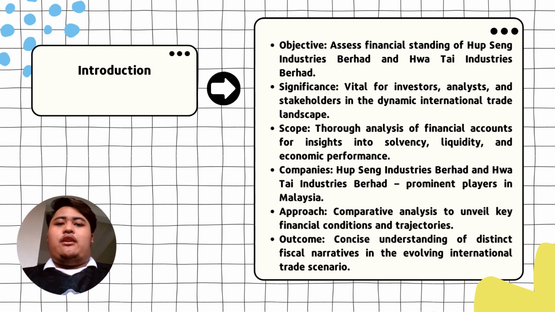I will explain about the introduction part. In the dynamic realm of international trade, assessing a company's financial standing is vital. The project analyzed the financial accounts of Hup Seng Industries Berhad and Huatai Industries Berhad, two prominent Malaysian companies. The objective is to provide key insight into their financial conditions and trajectories through a comparative lens, offering stakeholders a concise understanding of their distinct fiscal narratives in the international trade landscape.